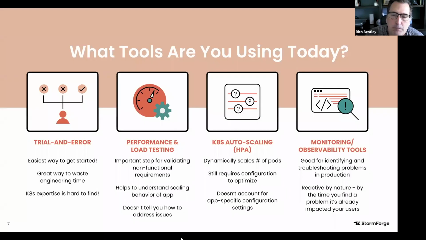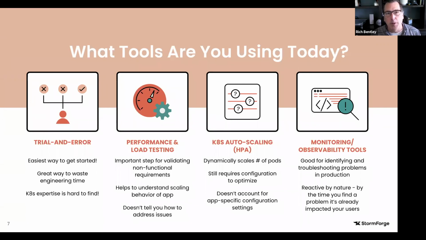If you go to the next slide, so many companies, most companies, and I'm sure all of you on the call today are familiar, have a number of tools and techniques that you might be using to try to address this gap. And each of these approaches can provide value, but each also has its drawbacks and limitations. So trial and error is a really easy way to get started. You deploy your application, you see how it's performing, you see the resource utilization, and then you go back and tweak it and make changes and try it again. Easy way to get started, but a great way to waste time from your engineering team as well.